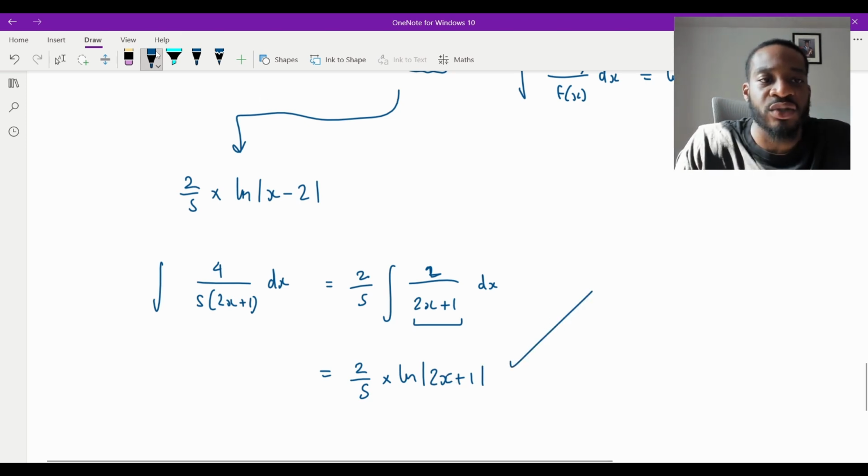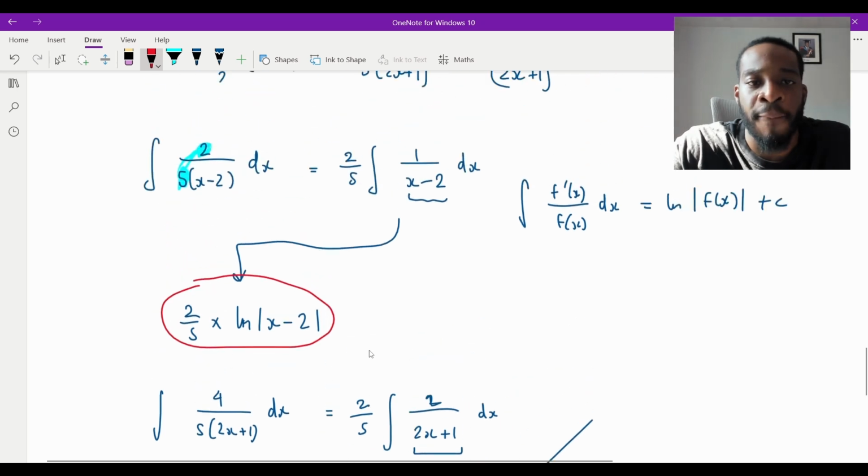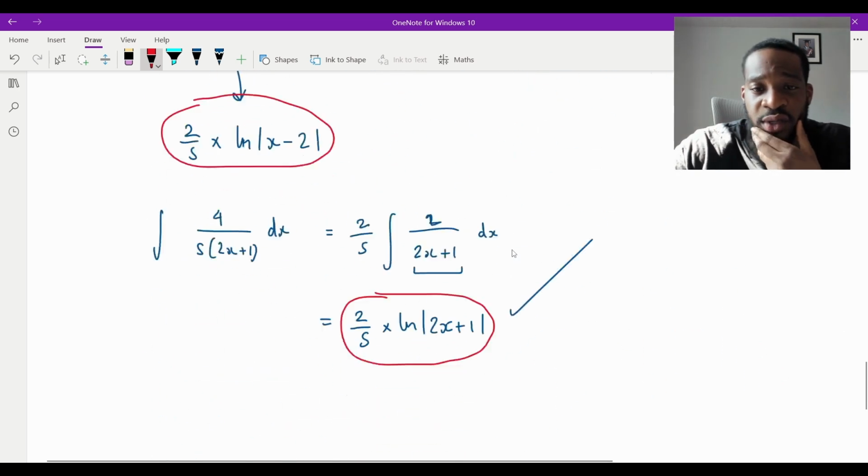So let me put these in red circles, so I know that I need to grab them after. So I've done the first two terms. I've got one more term to do. Now I've got this one at the end. Again, this is a minus as well, so I won't forget that minus. So I'm going to integrate 1 over 2x plus 1 all squared.